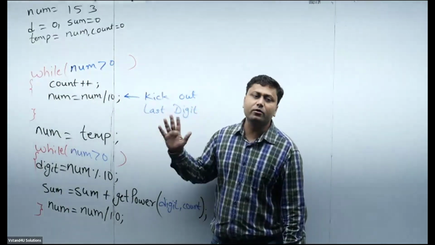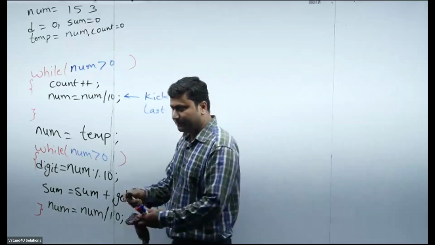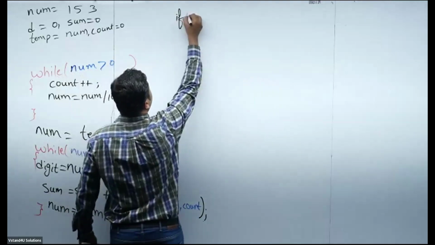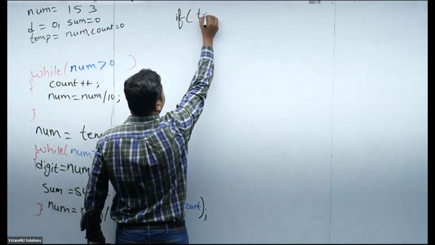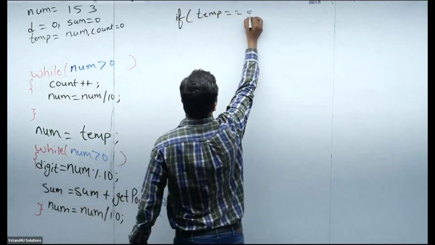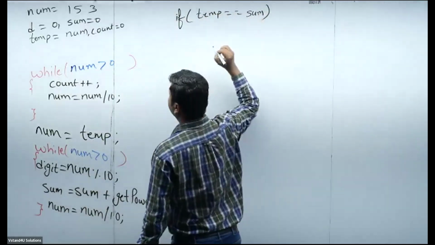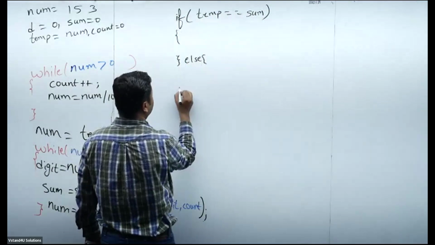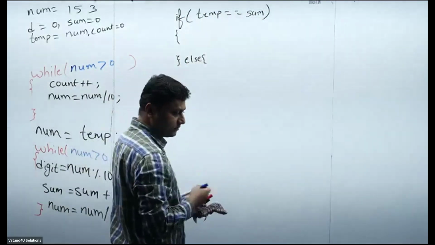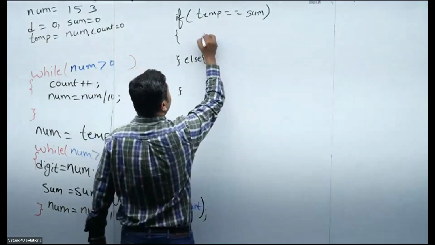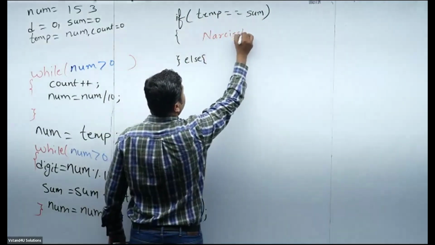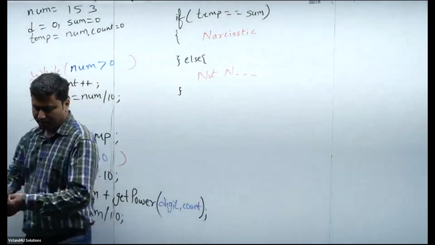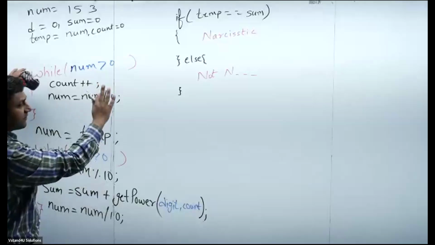I got it. Now I need to do one condition check. What? If at all m is equal to sum, then it is a narcissistic number, else not a narcissistic number, right? Agree? Can I say this entire logic is completely done?